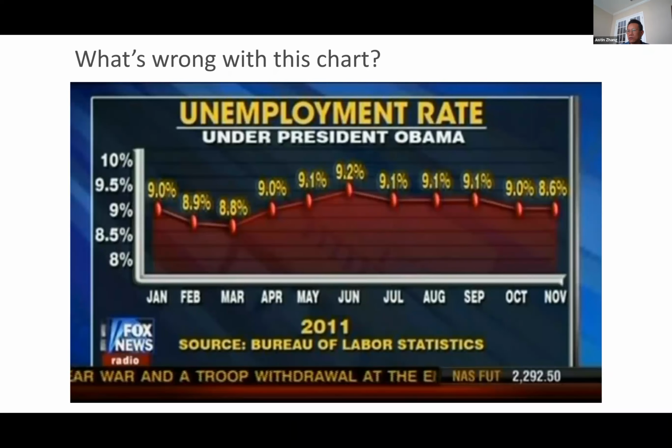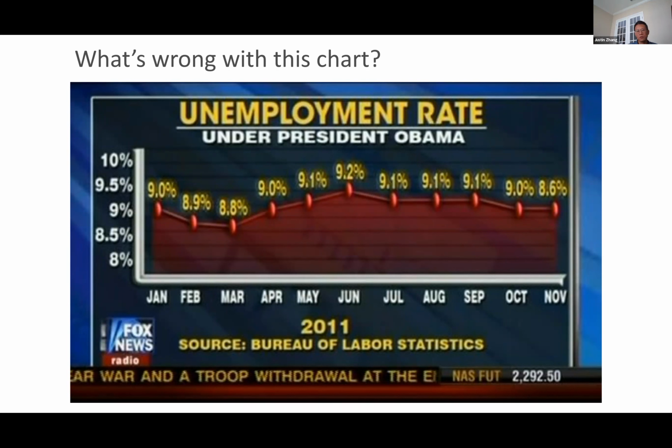So now look at this example. It's actually from Fox News. So what's wrong with this one? It's from 2011. The data source is from Bureau of Labor Statistics. It shows the unemployment rate under President Obama.